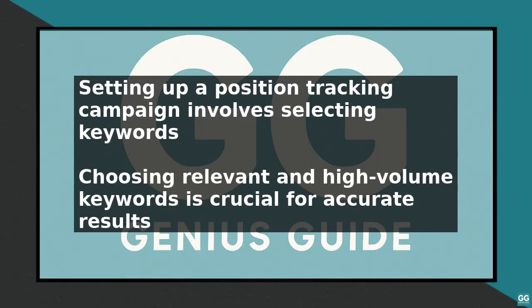To get the most out of Semrush position tracking, it is essential to understand the key concepts and best practices involved. Position tracking is a feature that allows you to monitor the rankings of your website and your competitors for specific keywords. First, you need to set up a position tracking campaign, which involves selecting the keywords you want to track and the devices you want to track them on.